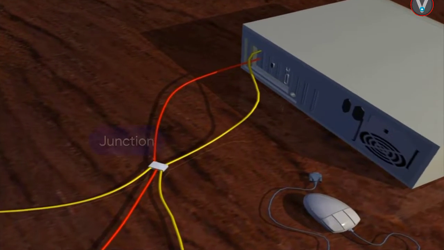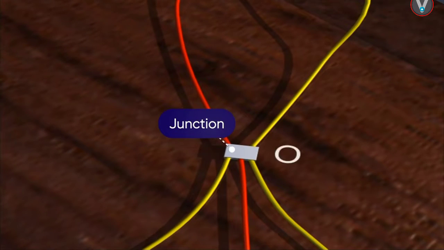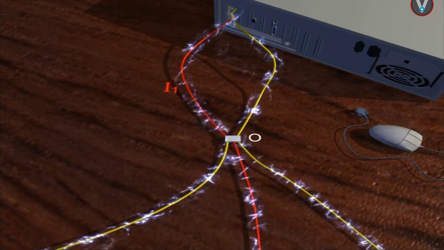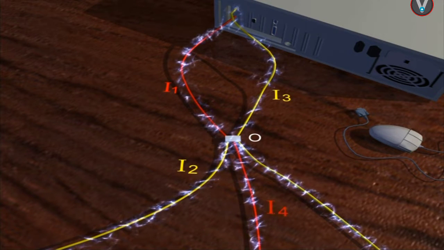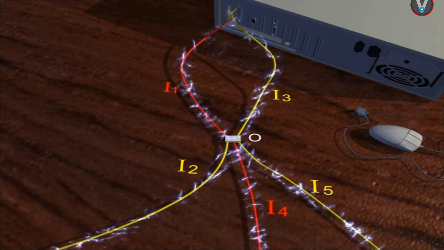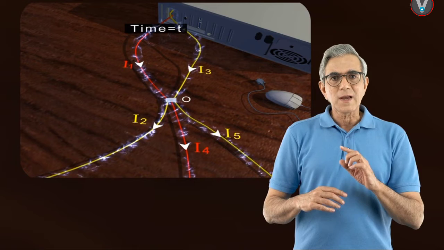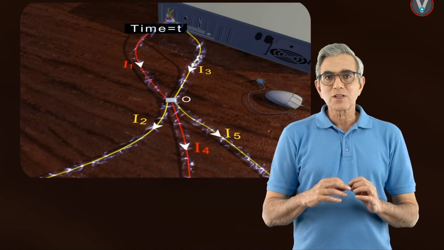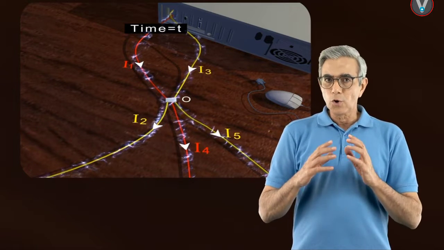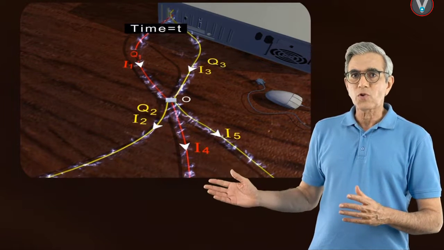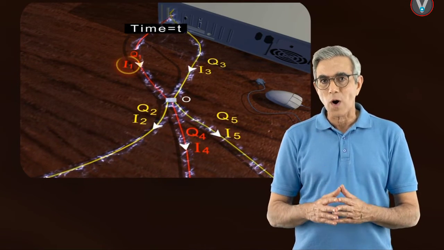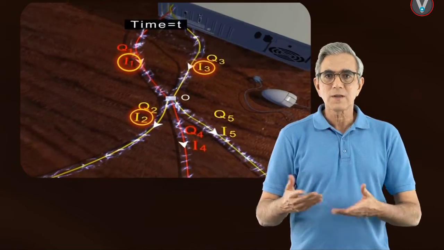Keeping this in view, consider a junction O of the network. The currents meeting at O are I1, I2, I3 up to I5 with their respective directions as shown by the arrows. Now in time t seconds, let the charges passing through the cross-section of the respective conductors be Q1, Q2, Q3 up to Q5, which constitute the currents I1, I2, I3 to I5.